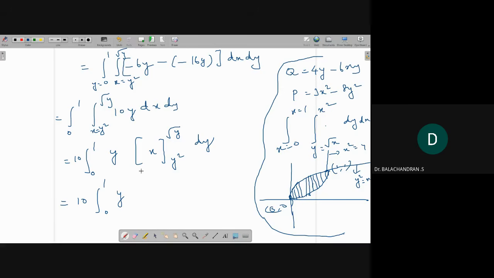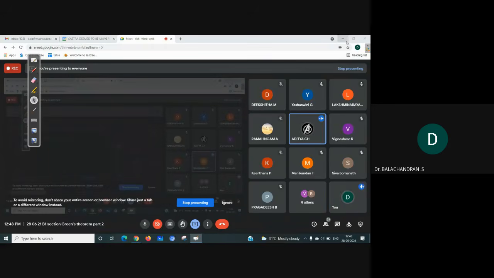So this is equal to 10 integral 0 to 1, y into upper limit. Anybody got the answer? Root y. 3 by 2, sir. Okay, 3 by 2. Very good. So try to get the right hand side. Those who finished the right hand side, you can try the left hand side also.